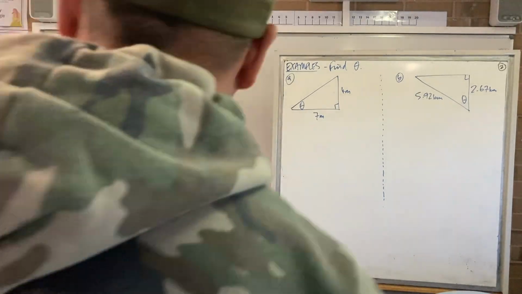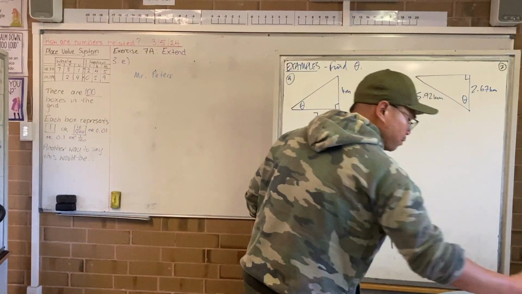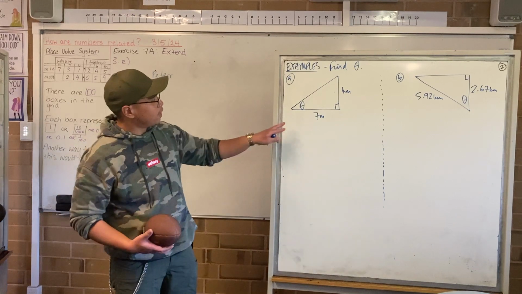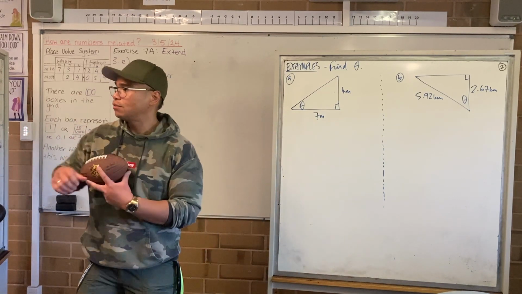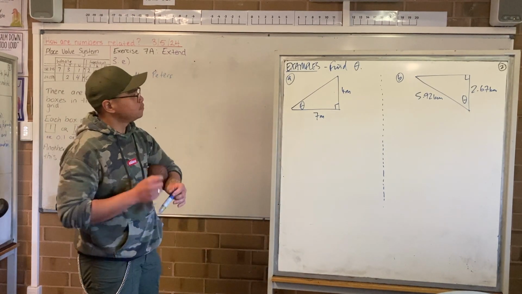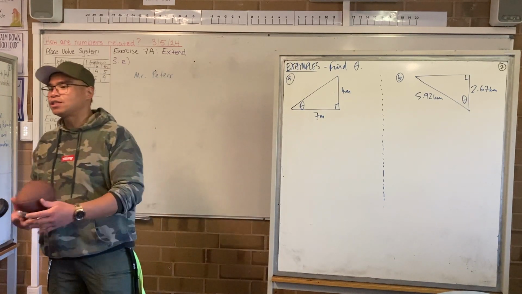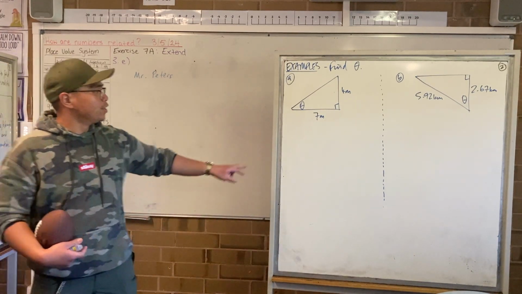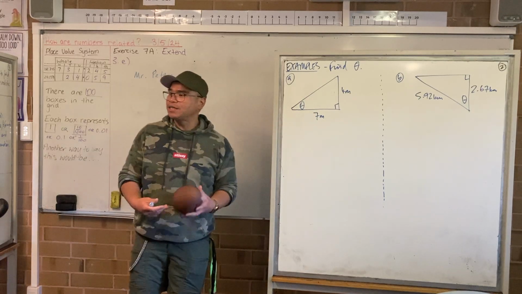All right, you were telling me that you've done trigonometry before. So how would I find this angle? What would you do? 7 squared plus 4 squared? No, that's Pythagoras. That's not going to tell you anything about the angle. I want to know the angle, how many degrees theta is.